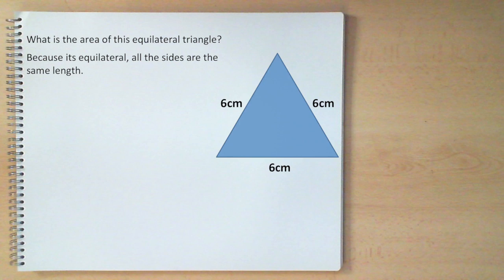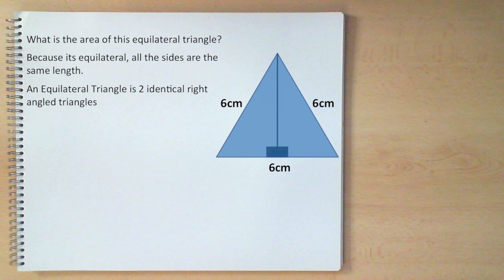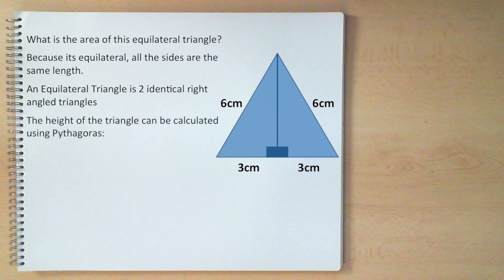We also know that because it's an equilateral triangle, if we draw a line down the center, we end up with two identical right-angled triangles. And because they're identical right-angled triangles, we know that the base of each of them is 3 centimeters. So the height of our triangle can now be calculated using Pythagoras. 6 squared is equal to 3 squared plus h squared. So we rearrange that. We get h squared is equal to 6 squared minus 3 squared. h squared is 36 minus 9, which gives us h is equal to the square root of 27.